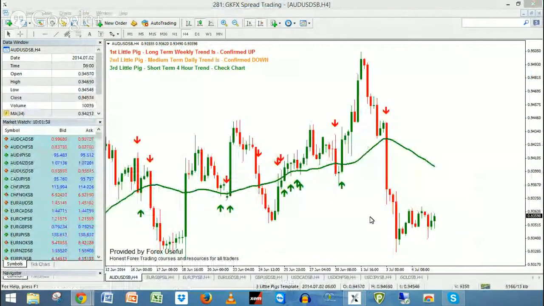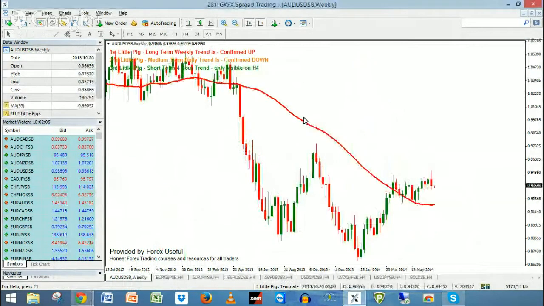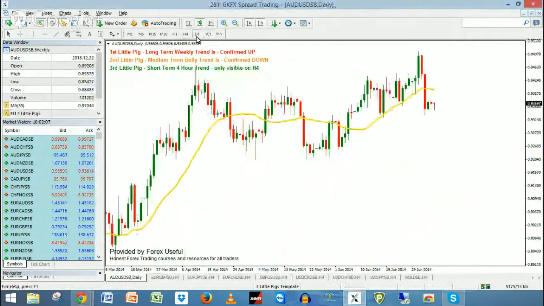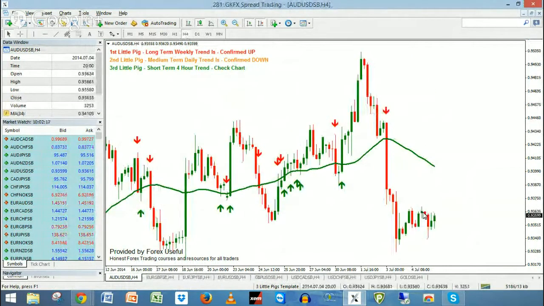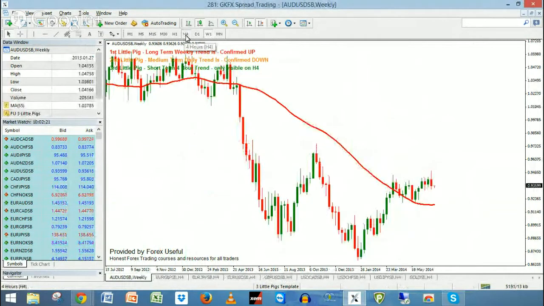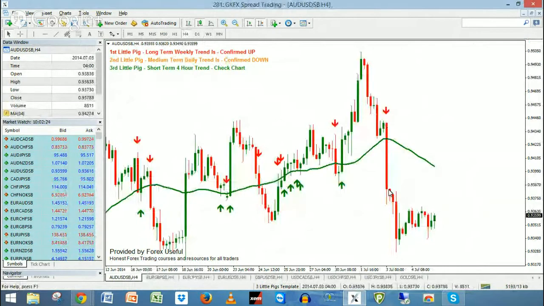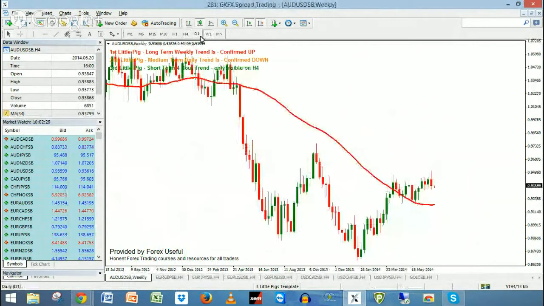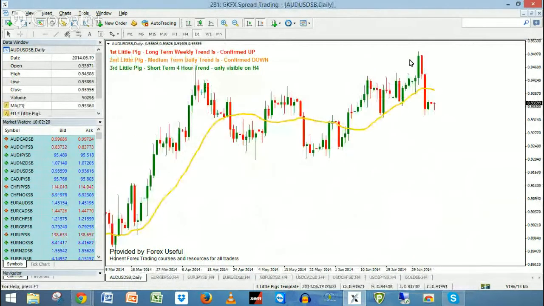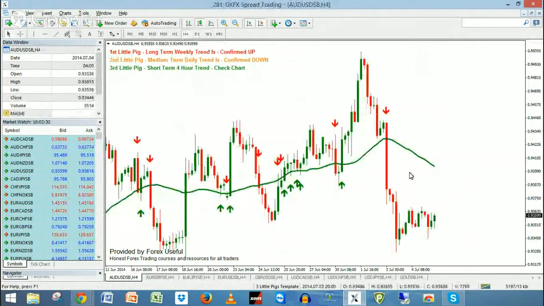Start off with Aussie dollar. Not much going on here for us at the moment. The weekly trend is up, which we can see here. The daily trend is down, which we can see here where the price is trading below the moving average. And on the 4-hour, we're just waiting for confirmation here. We're waiting for the weekly to move down, where we'll be interested in taking these down arrow trades, or more likely we're looking for the daily to catch up again, and then we'll start looking for the long trades and the green arrows.